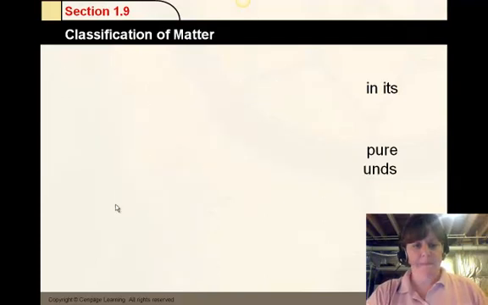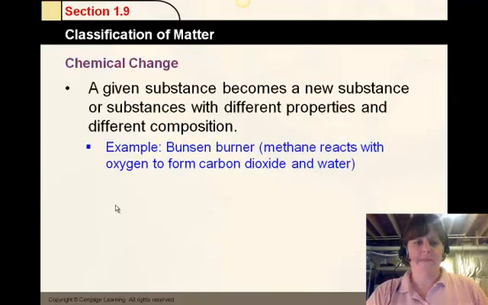Chemical change, however, is a little bit more interesting. A given substance becomes a new substance or substances with different properties and different composition. Except in the case of phase change, heating things up often causes a chemical change, such as burning. In this case, a Bunsen burner. Methane reacts with oxygen to form carbon dioxide and water. That's a chemical change. It can't easily go back to what it was before.